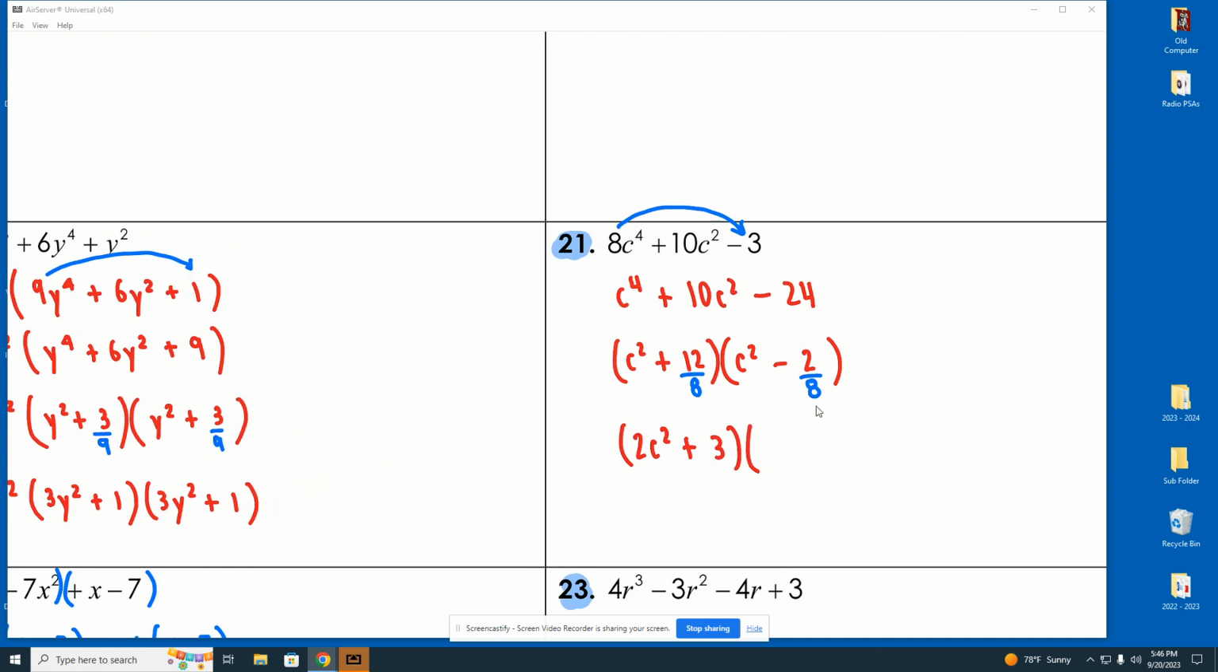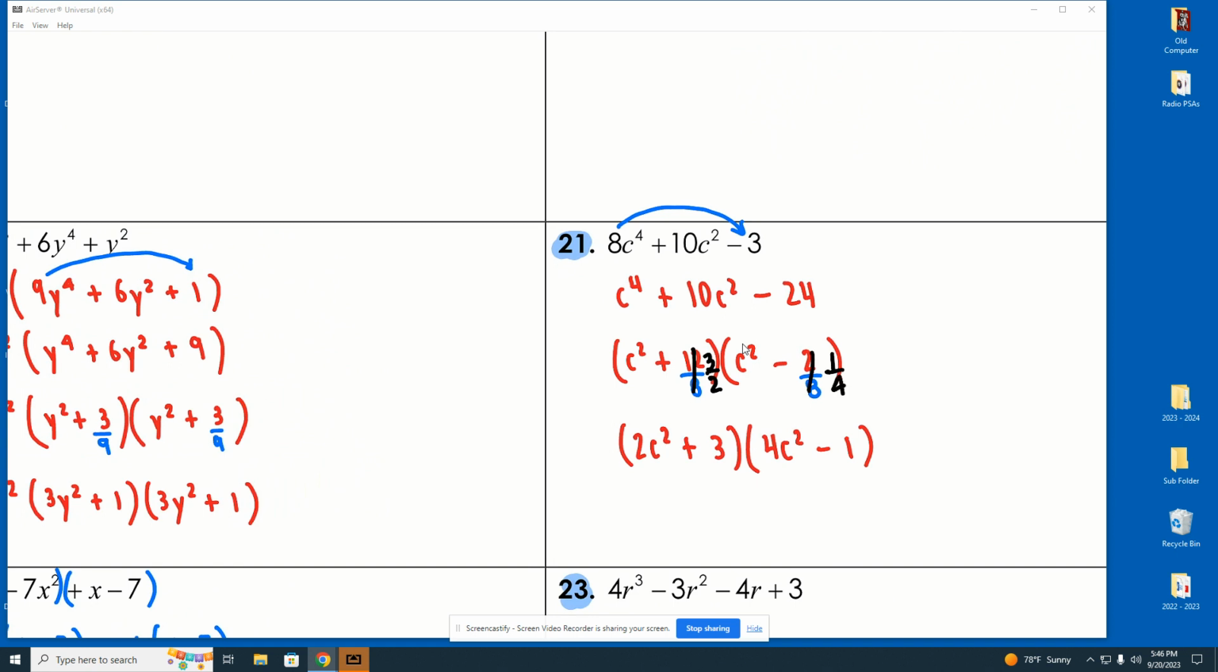And 2 over 8 reduces to 1 over 4. So that's 4c squared minus 1, because you've got to reduce it if you can. So let me just write it, just so you guys don't get confused. That's 3 over 2, and that's 1 over 4.